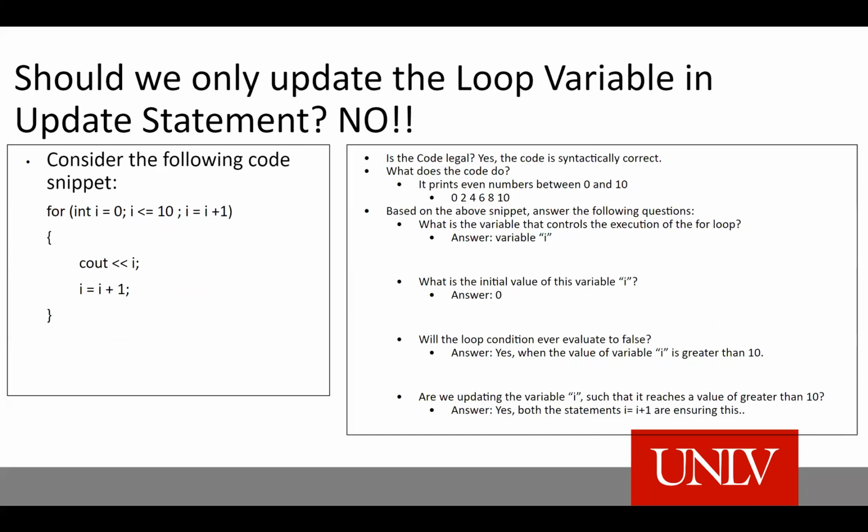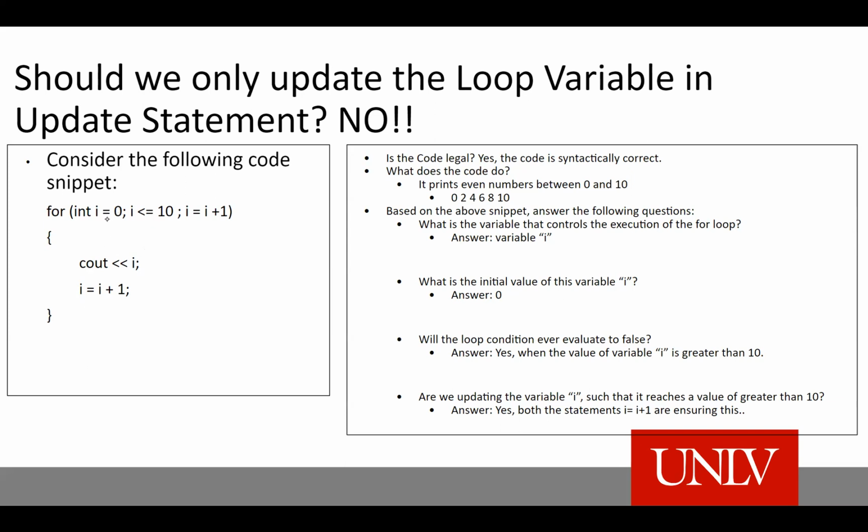Sometimes I can write a for loop so that, even inside my for loop body, I can update the value of I. For instance, consider here, the value of I is 0 at the beginning, and the for loop execution will stop when the value of I is 11 or greater than, say, 10. Now, how am I updating I? I'm updating I inside the for loop body.